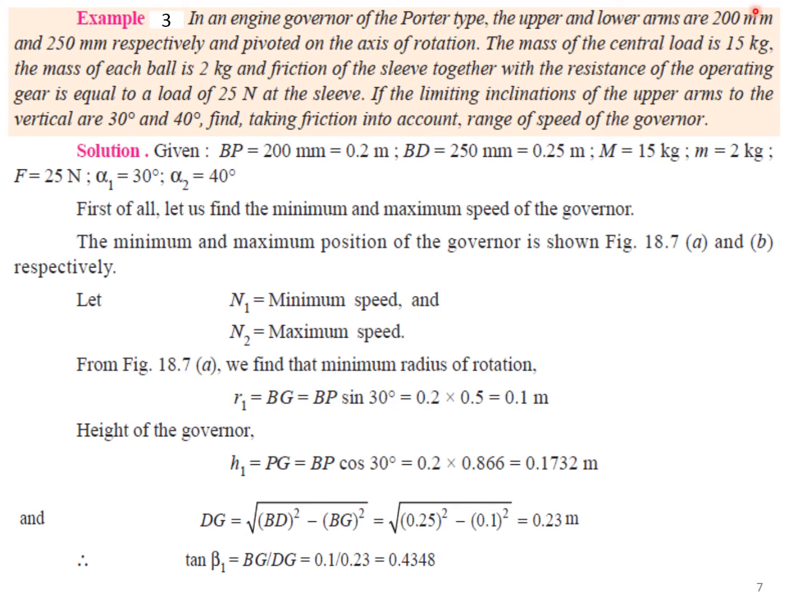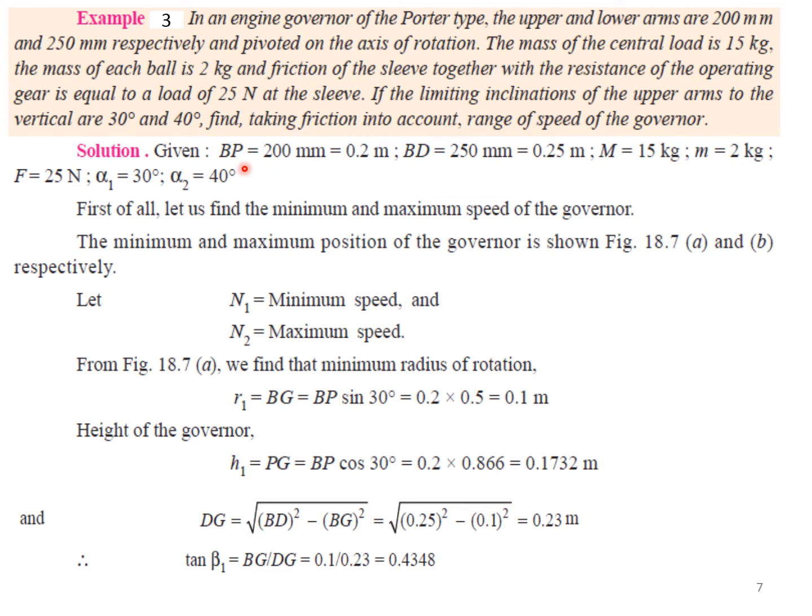So here, the first important thing is the upper arm and lower arm are of different length. Upper arm is 200 mm and lower arm is 250 mm. So the value of q will not be equal to 1 and we have to calculate the value of q. One more thing: he has not given the minimum radius of rotation and maximum radius of rotation. Instead, he has given the limiting angles, that is alpha 1 is 30 degree, alpha 2 is 40 degree.